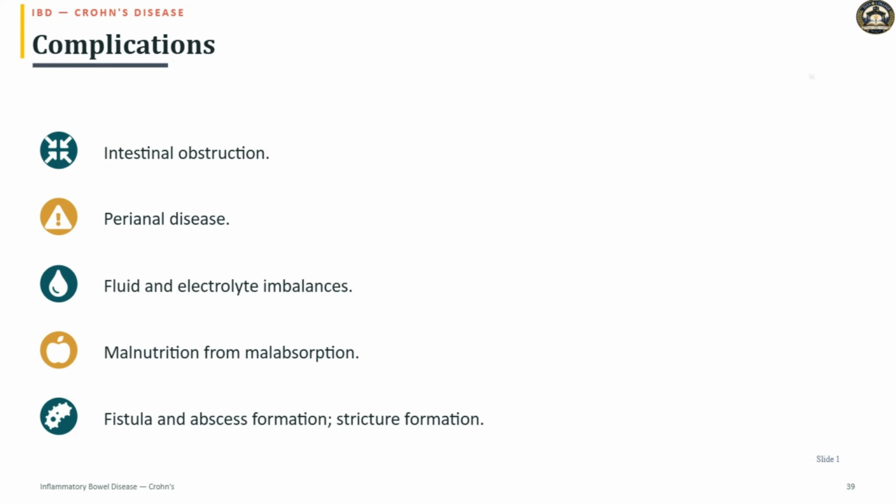Crohn's disease can lead to several significant complications. These include intestinal obstruction, a common issue due to bowel wall thickening and narrowing. Perianal disease, characterized by issues around the anus, is also frequently seen. Patients often experience fluid and electrolyte imbalances and malnutrition stemming from malabsorption. Furthermore, fistula and abscess formation, along with stricture formation, are prevalent and serious complications.